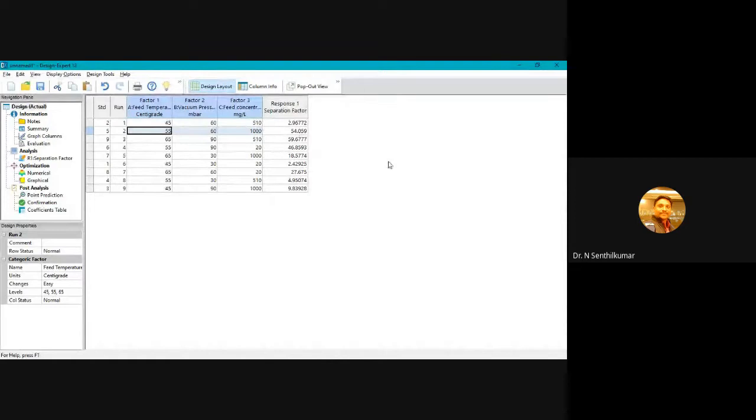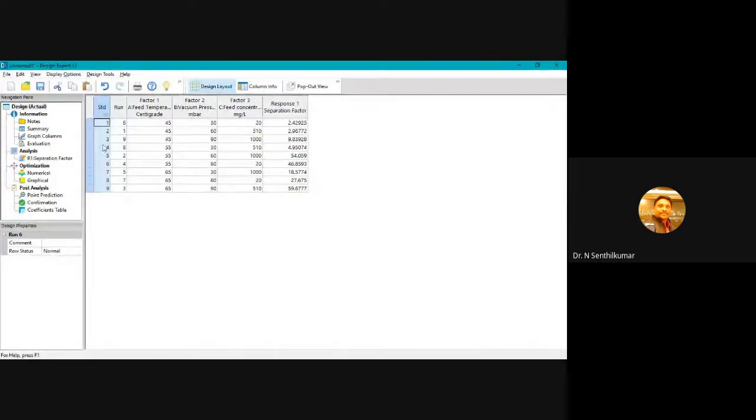In the previous session itself, I had told that in design of experiments we are going with 3 important concepts. The first one is randomization, then replications, and the third one is blocking. Here you can see the first 2 columns, standard and run. First I will right click and sort ascendingly. So this is the design.